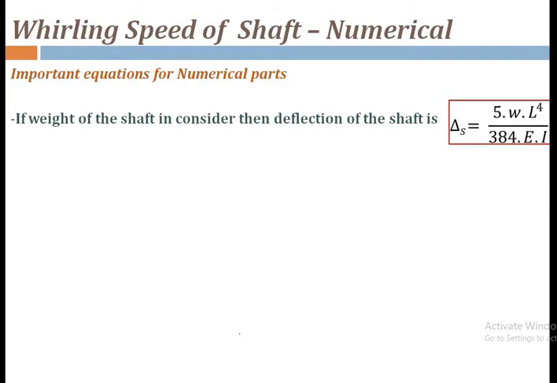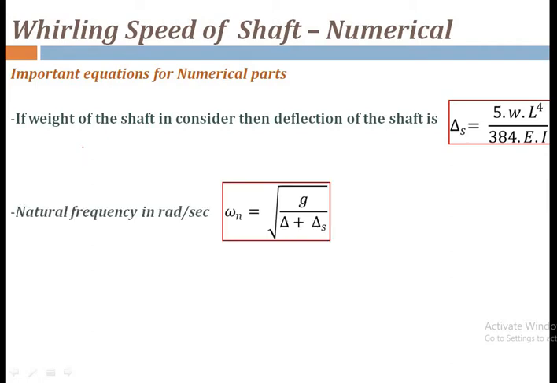Here we consider UDL is applied on a shaft of amount small w per meter length. Natural frequency in radian per second omega n can be calculated by this equation: omega n equal to square root of g divided by delta plus delta s. Delta is a static deflection because of the point load, and delta s is a deflection of the shaft because of the weight of the shaft.